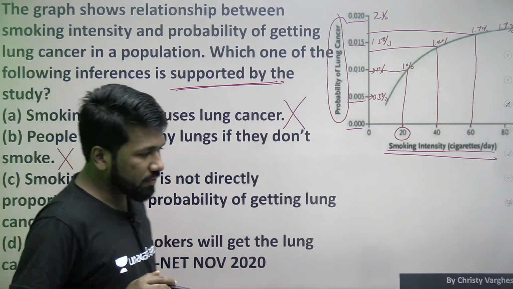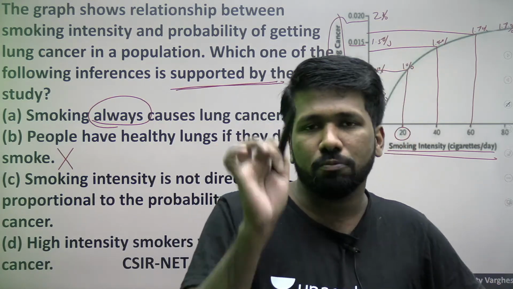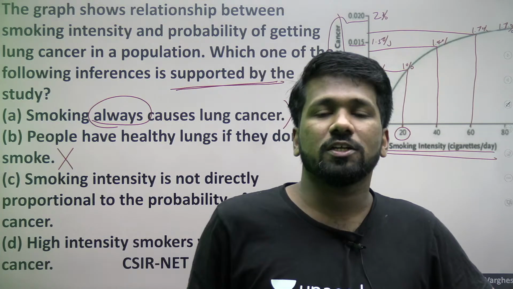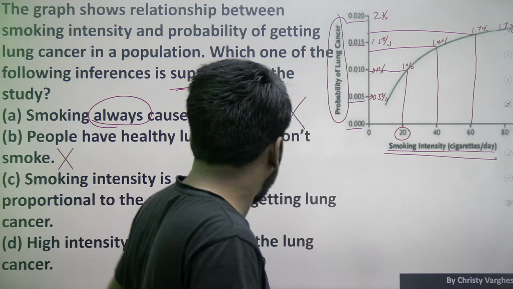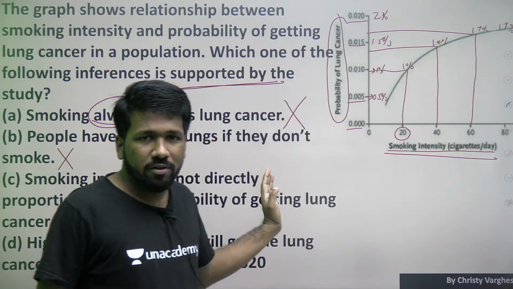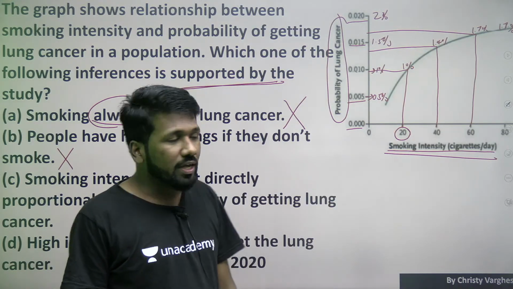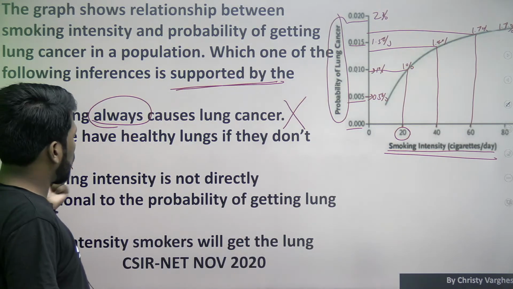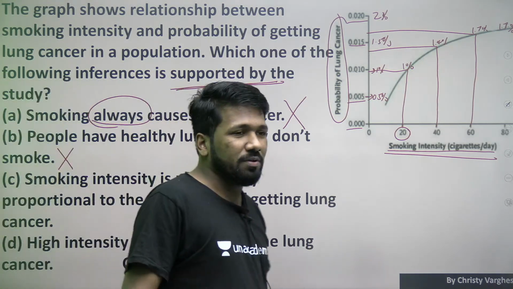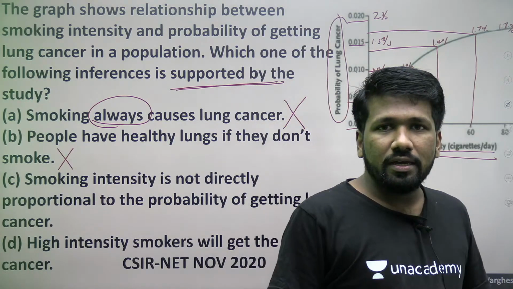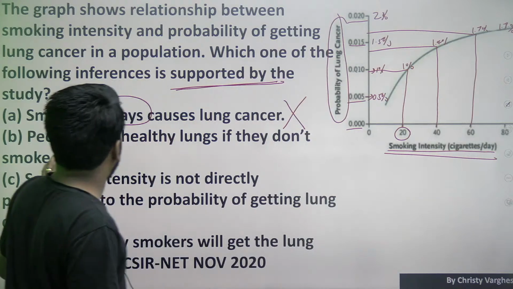Yesterday I told you, if the given data is not enough to interpret an option, you have to skip that option. When I told you the tips and tricks for data interpretation questions. ये option B सही है या गलत है, आंसर करने के लिए ये डेटा काफ़ी नहीं है. You need extra data regarding people who don't smoke, how much percentage of them have healthy lungs. Those things you need extra information about. So definitely option B cannot be concluded.